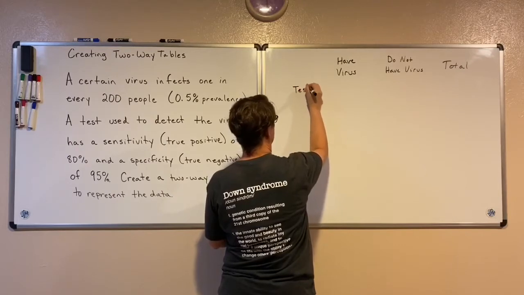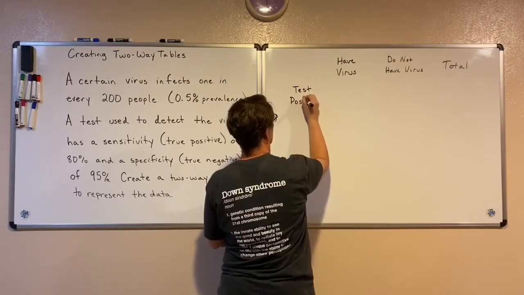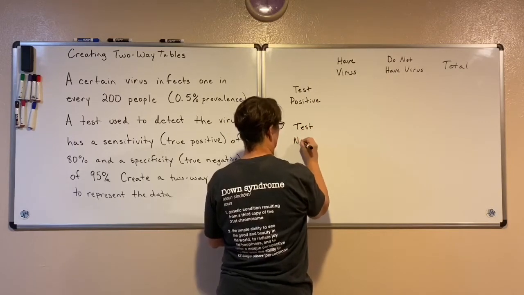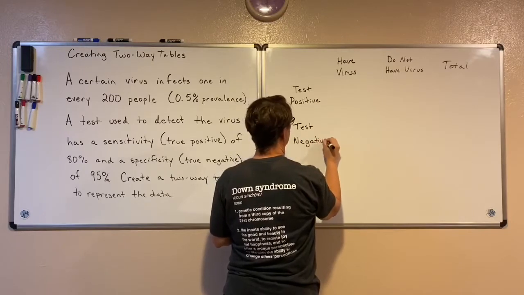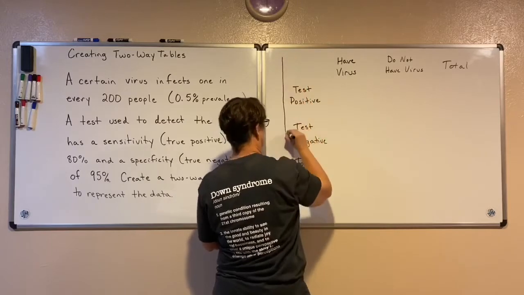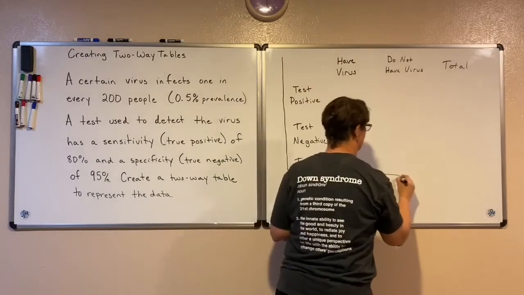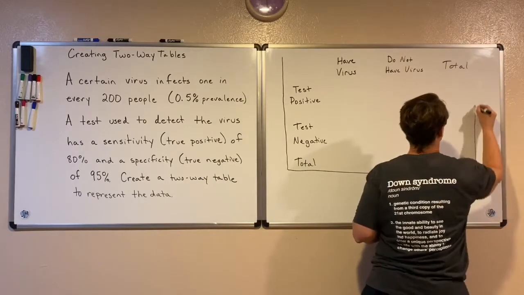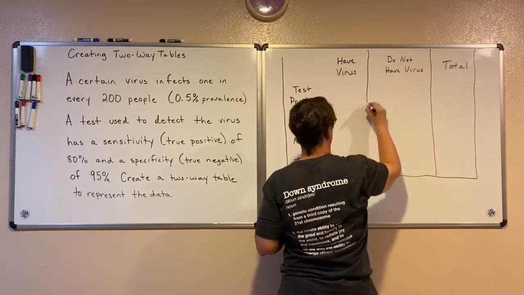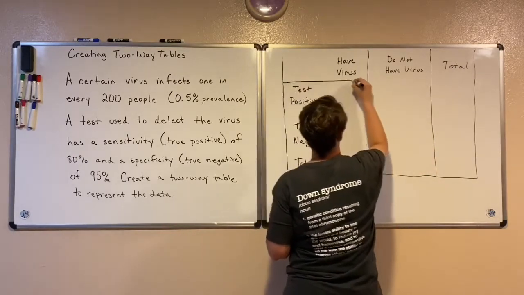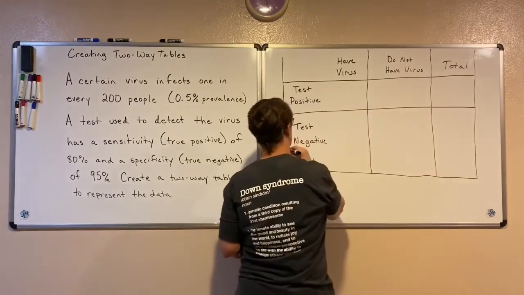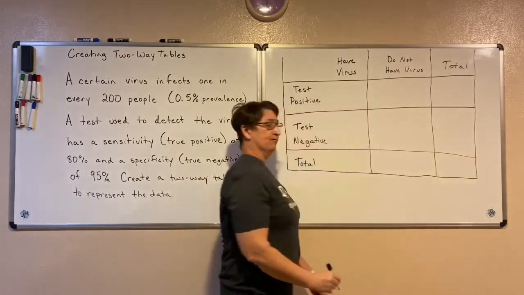I test positive, or I could test negative. And then the total number here. So as I create my two-way table, the first thing I have to determine is the variables in my situation. What variables am I collecting data on? Then I'm going to start to fill in this two-way table. And I'm going to use the information I have.